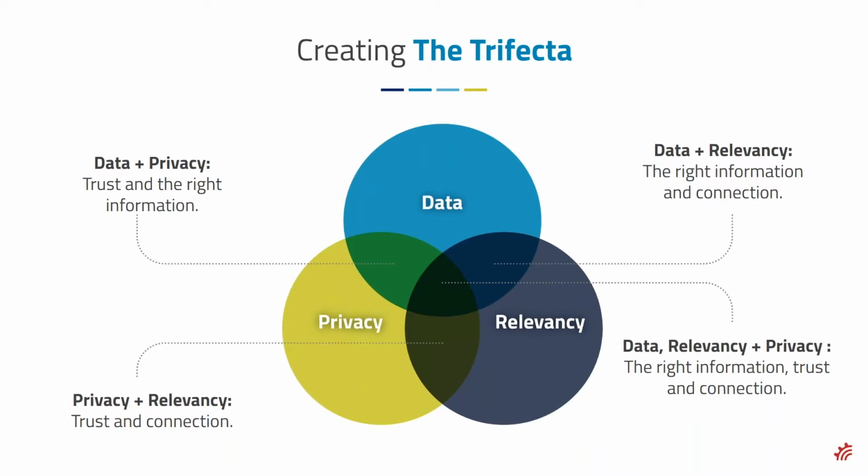The next one is privacy and relevancy. So you could have trust in that connection, but again, if you weren't providing them with their own data, a reflection of who they are as a consumer, you can then again miss the mark.